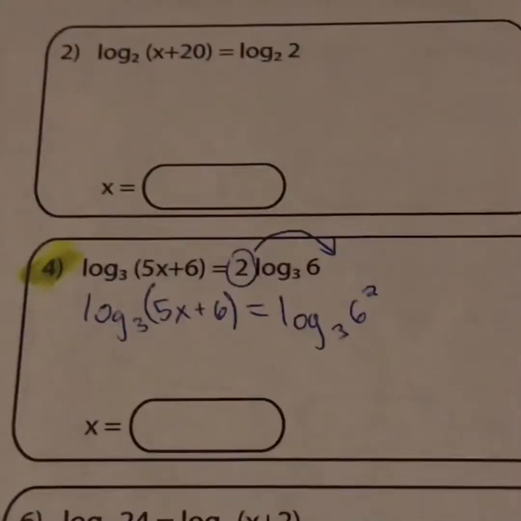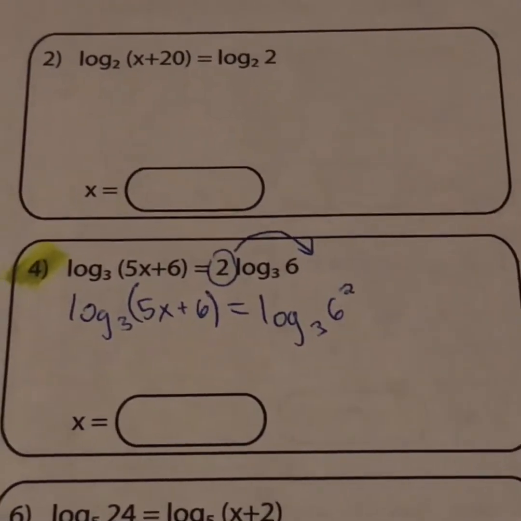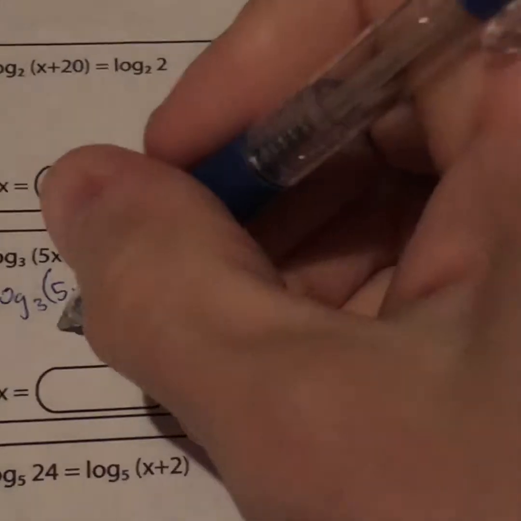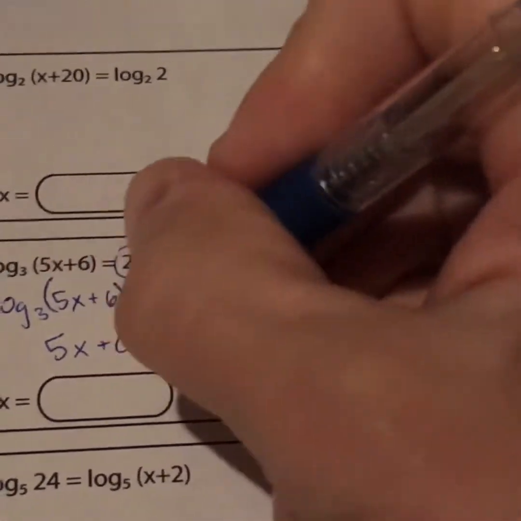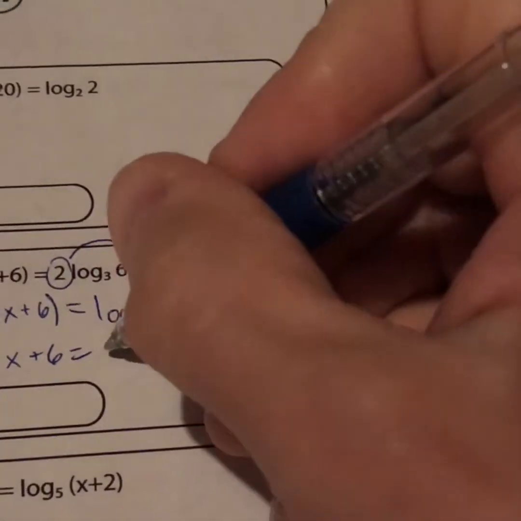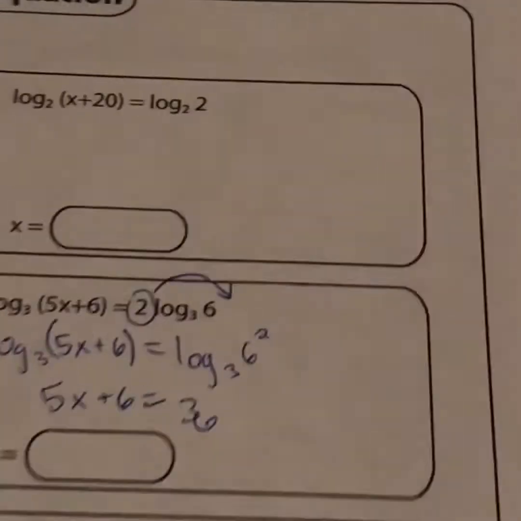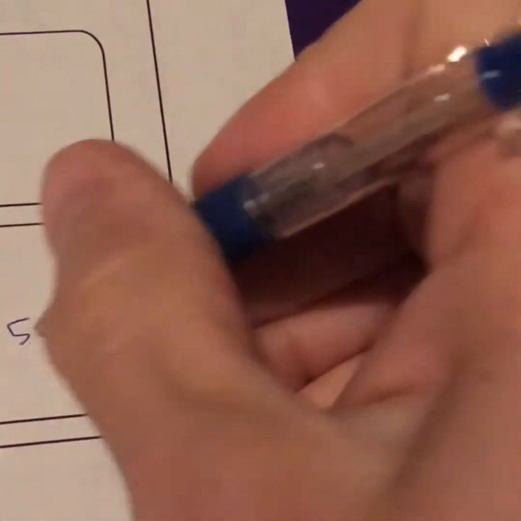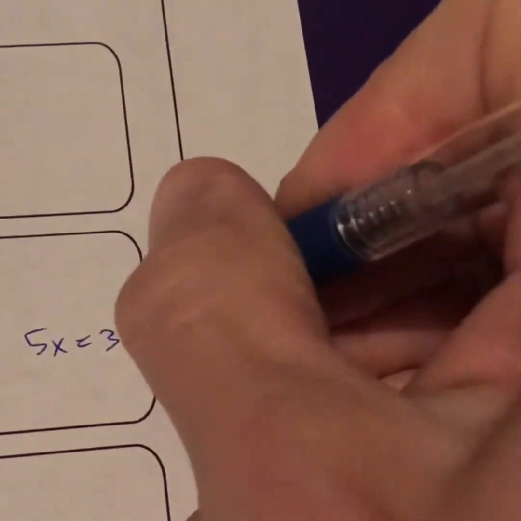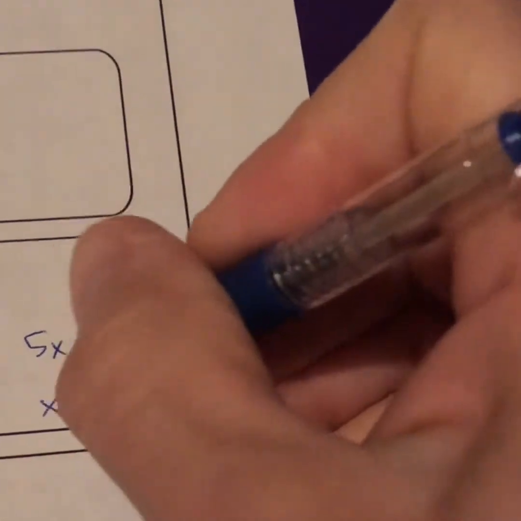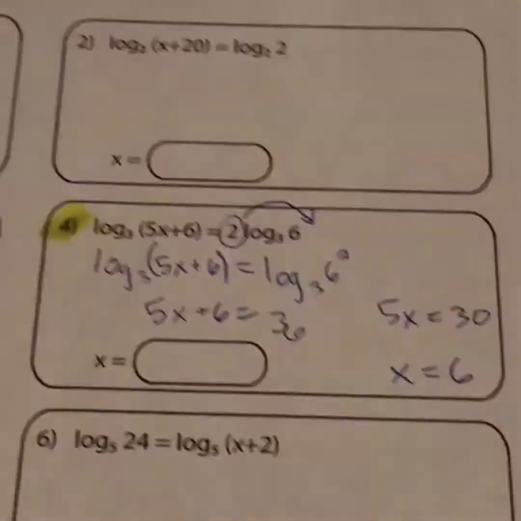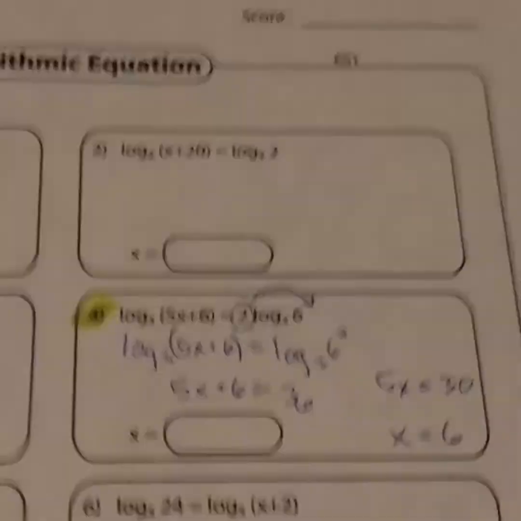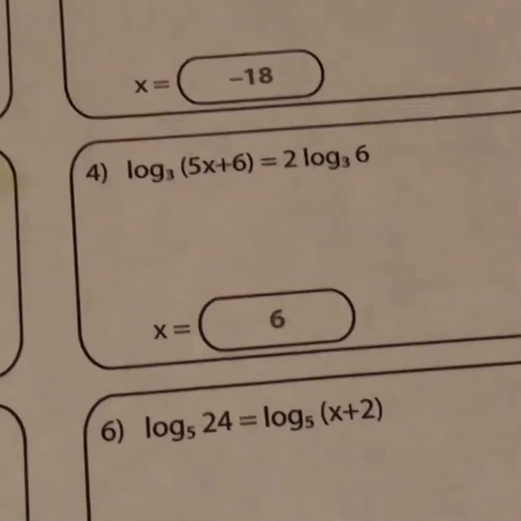Let me zoom in here. All right, so that way you're really setting 5x plus 6 equal to 36, not 6. All right, then you would subtract 6. All right, so you'd end up with 5x equals 30. Divide both sides by 5. Now we get the answer, x equals 6. All right, that's what we were looking for.